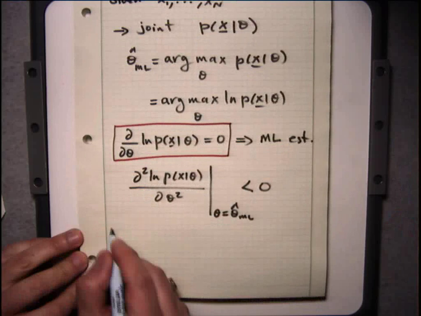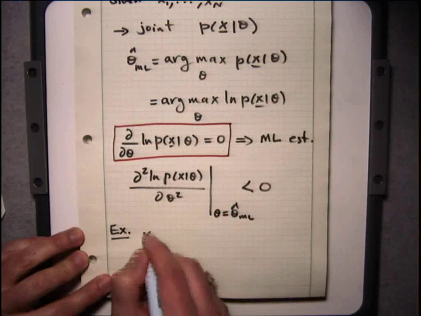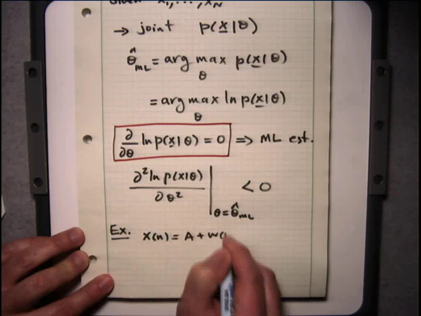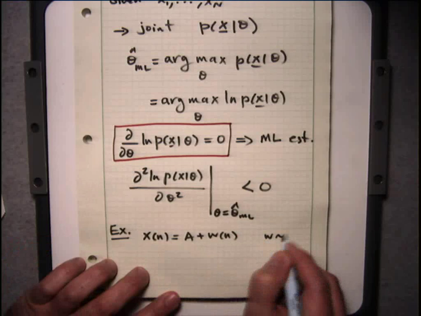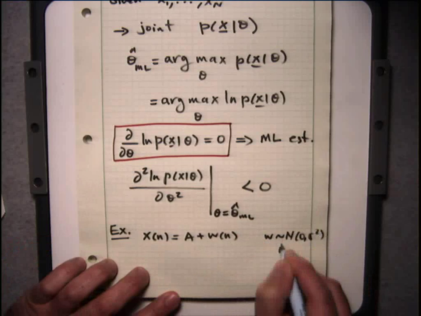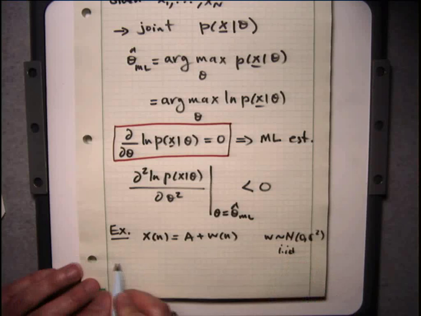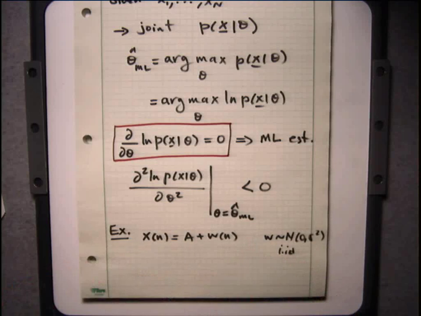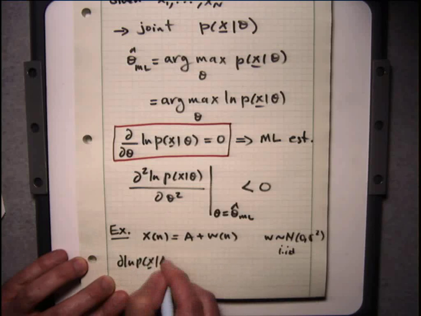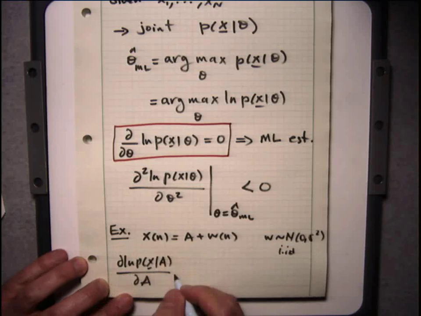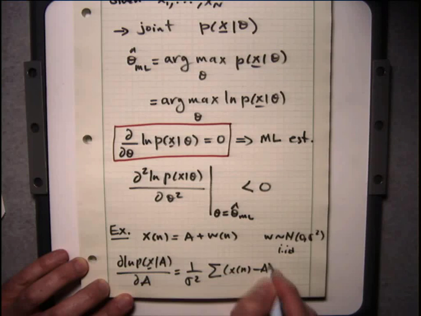Okay, so the easiest example to do is one that we've done 1,000 times so far. So this is x of n equals A plus w of n, some constant plus noise, and w is normal, zero mean, variance sigma squared, iid. Okay. So you have n data points. The joint density for this is going to be a multidimensional Gaussian with n variables. You take the log of the likelihood function with respect to A, take the derivative of it, you get 1 over sigma squared, sum of x of n minus A, n equals 1 to n, equals 0. Okay, we solve this.